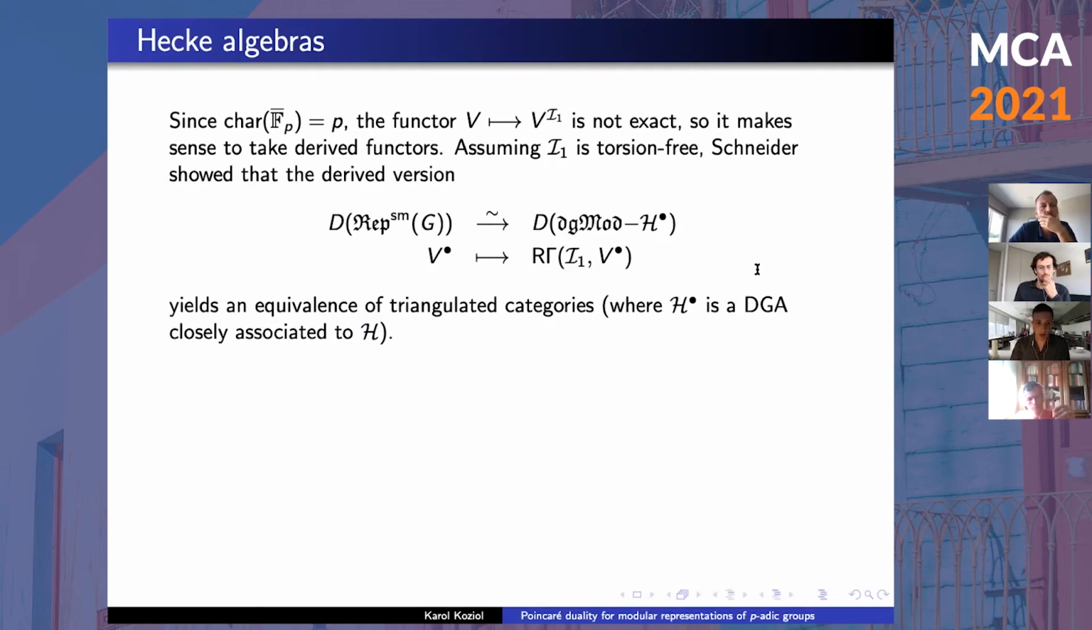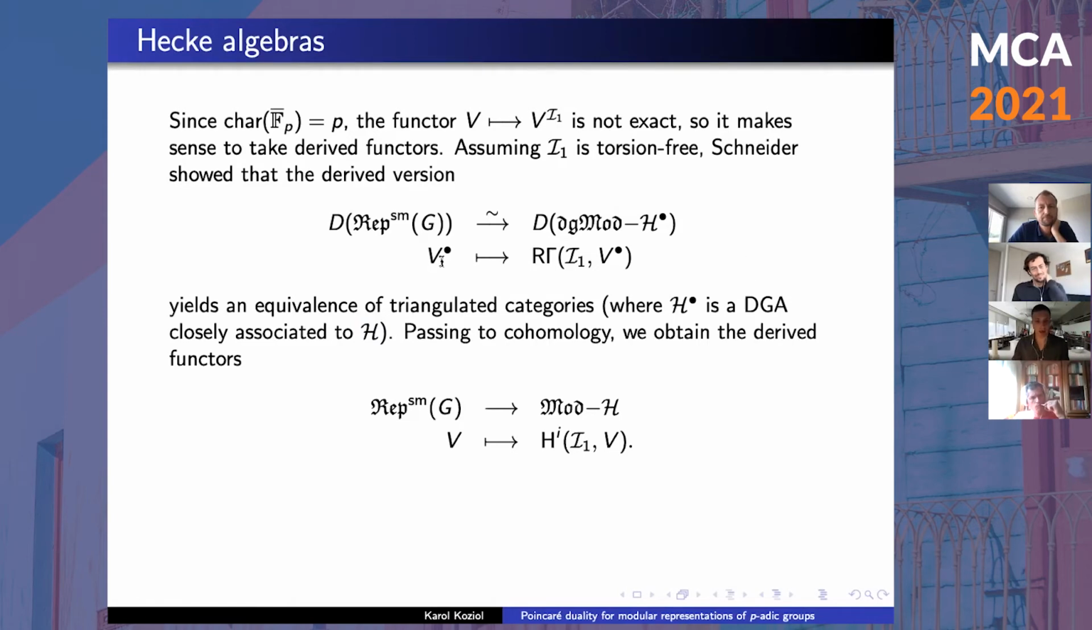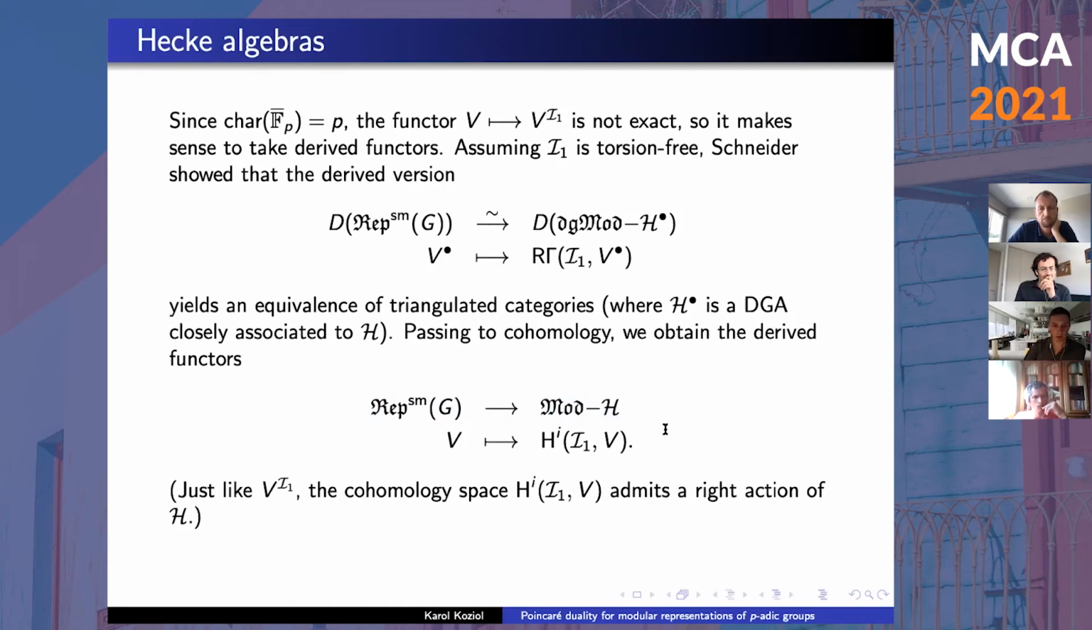Okay, but the issue with this equivalence is, at least for me, it's hard to get tangible information out of this. So what we can do is we can sort of come back down to earth and pass to cohomology to obtain derived functors. And so if we do this, we'll get functors going from the smooth representations of G back to modules over this sort of nicely presented Hecke algebra that we started with, just given by looking at I1 cohomology. And just like with the space of invariants, this cohomology space admits a right action of the algebra H.